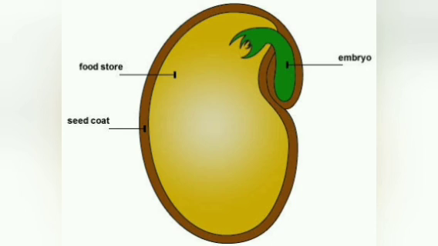Next we come to the seed. The seed is required for germination. It has a seed coat, it has a food store and an embryo from where it germinates.